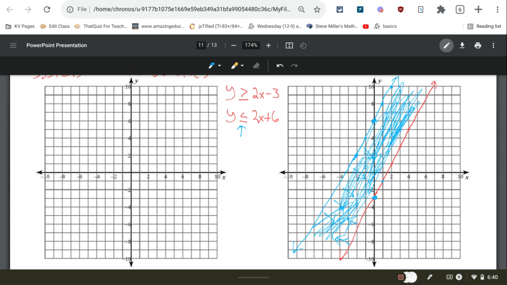All right. So 0, 0 is a solution because it is right there. 2, 2 would be a solution because it's right there. And there's lots of solutions in there.